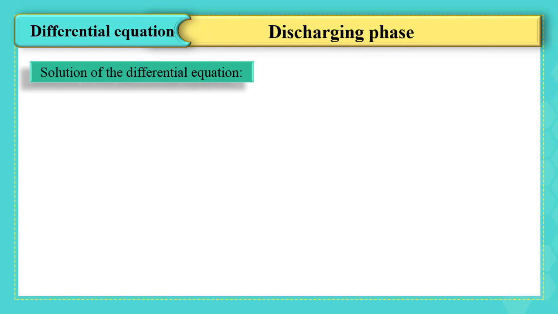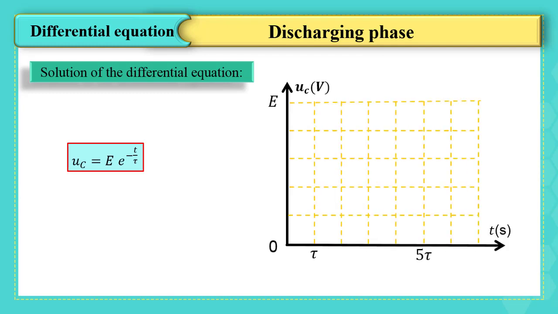The solution of the differential equation is UC equals E, which represents the maximum voltage across the capacitor at t equals 0, multiplied by exponential minus t over tau, where tau equals RC is the time constant. The following graph represents the variation of the function, which is a function decreasing exponentially.